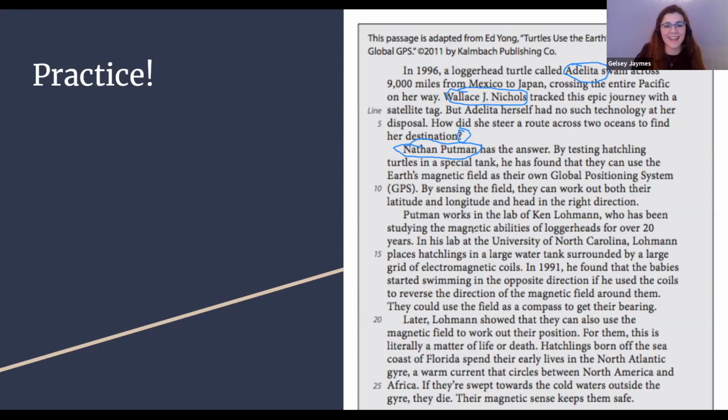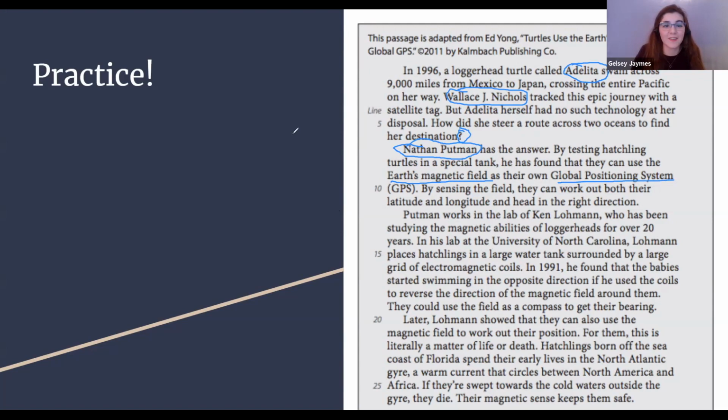All right, I can go ahead and start underlining those. So one of those that we'll want to really point out here is the Earth's magnetic field, and then also global positioning system, GPS, because those are two main strategies they use to track the turtles in the tank. So that's something we'll want to keep in mind.